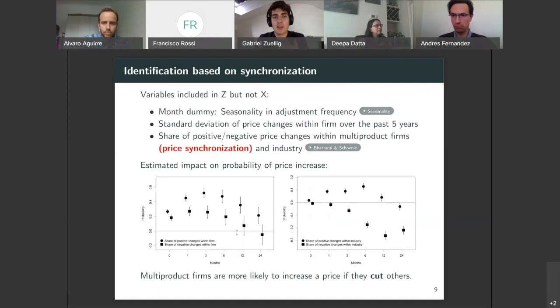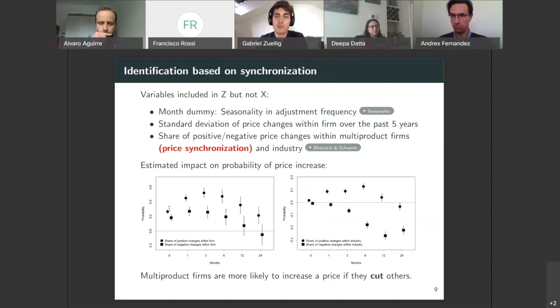We also take the standard deviation historically of price changes within the firm. And then, most importantly, we build on some results from the literature on price synchronization, which says that if a firm has, let's say, 5 products and it increases the price of 4 of those, then it's also more likely to increase the price of the 5th at the same time. And this is indeed what you can see here for different estimation horizons.